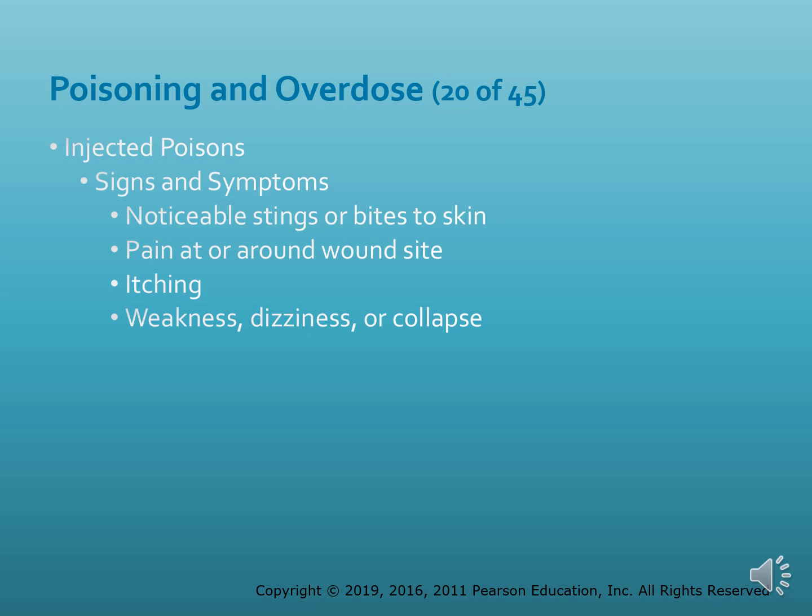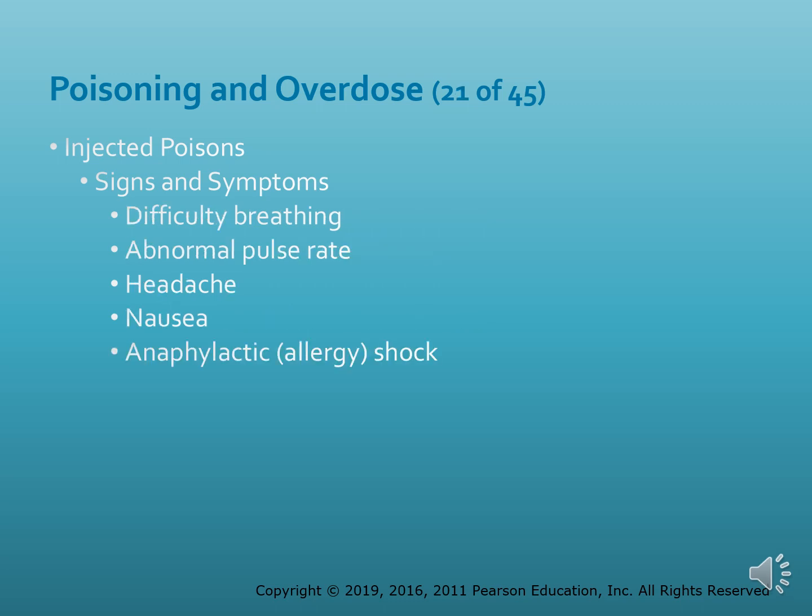All right, so signs and symptoms are noticeable stings or bites to the skin, pain at or around the wound site, itching, weakness, dizziness, or they may collapse. So some things to think about: what signs and symptoms might you see with an allergic reaction, anaphylaxis, or a drug overdose? Think about that. Some other signs and symptoms you might see with injected poisonings can be difficulty breathing, abnormal pulse rate, headache, nausea, and anaphylactic shock.